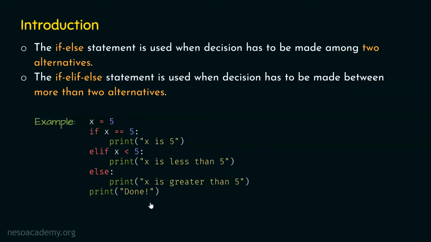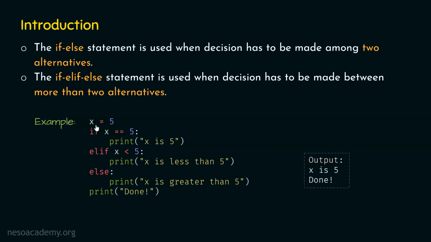If we execute this code in Visual Studio Code, we will get this output: x is 5, done. Why is that the case? Because x is equal to 5, this condition is satisfied. The other condition will not be evaluated, and of course else will not be executed. Only x is 5 will be printed on the screen. After this, done will be printed. So this is why we are seeing this output.